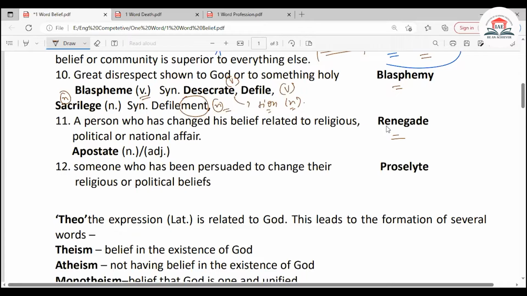Like somebody who is a Christian, but at some point of time, he decides to change it and has been converted into Islam. So he will be called renegade, apostate, proselyte, right? So these words have the same meaning. Now, in our language, we call it Bishashtagi, right?